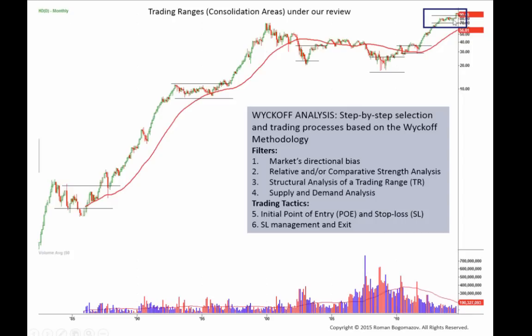So you can apply the same principles in any of the time frames. For our case study, we will be looking at this latest trading range. This is a very small trading range right here in Home Depot. This trading range was in 2013, 2014. And again, we're going to look at the market directional bias first, then we're going to look at the relative comparative strength, we're going to look at the structure of the trading range, and we're going to look at the supply and demand. If all those four filters check out for us, then Home Depot definitely is going to be one of those stocks that we would consider at this point to establish a position in.